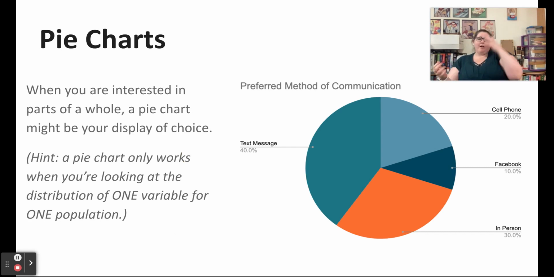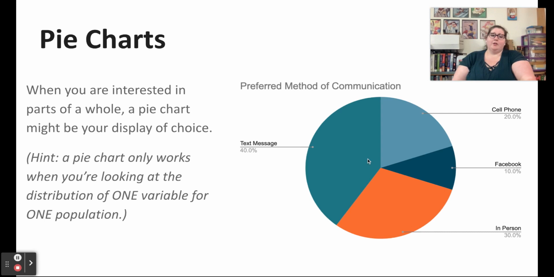Our eyes are trained to look at pie charts and decide what section is what. We can very easily see what is half, what is a quarter, etc. Be really, really careful. Pie charts are only good when you're looking at the distribution of one variable for one population. This wouldn't work if we had more than one population that we were trying to put into one pie chart, because the percents are going to be all messed up. So we have to be careful there.